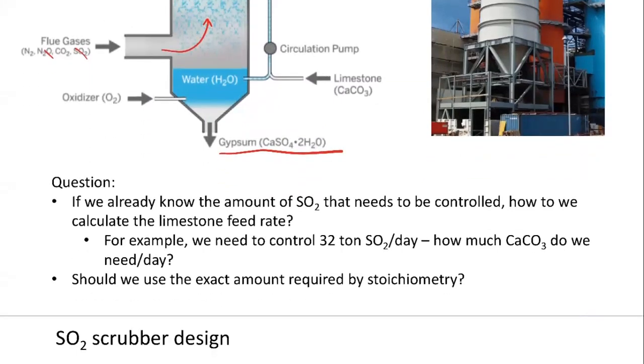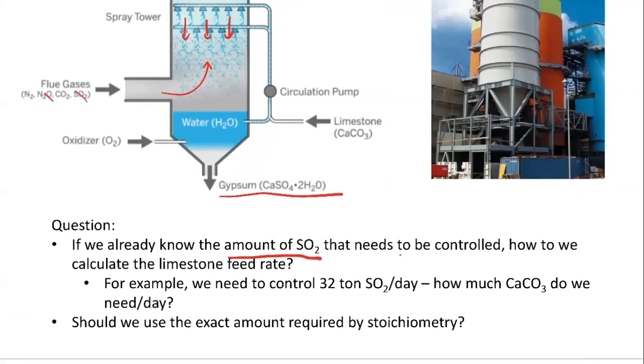So let's say we already know the amount of sulfur dioxide that needs to be controlled, right? This is generally the situation for coal-fired power plants. So for the exam problem that you dealt with, I think the second problem, it gives you the capacity of the power plant, right? It's assuming 500 megawatts, and a certain content of sulfur. It finally asks how much sulfur dioxide it emits into the atmosphere per day, right? For that problem, the final answer was 32 tons of sulfur dioxide per day.